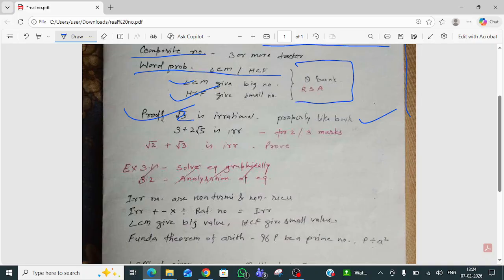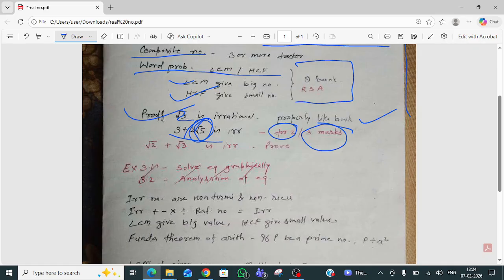Then the second type of question, which is more important from this, is 3 plus root 5 is irrational. Basically, for the combination of rational and irrational, we have to prove it is irrational. So the answer matters. If it is a 2 marker, we have to give a short answer, and if it is a 3 marker, we have to prove root 5 is also irrational as a separate question.